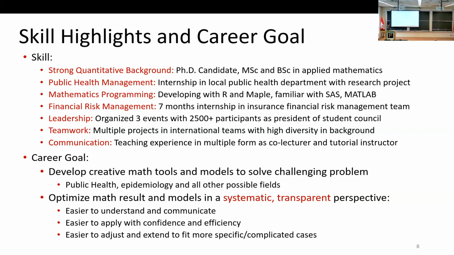My career goal is first to develop creative tools and models to solve challenging problems, either using my specialty in public health or in other possible fields like finance or AI and data science. Another target, which answers my original question, is that I want to present such math results and models from a systematic and transparent perspective, to make them easier to understand and communicate with people of other professional backgrounds, easier to apply with confidence and efficiency, and easier to adjust and extend to fit more specific cases. That's all. Thank you for listening.